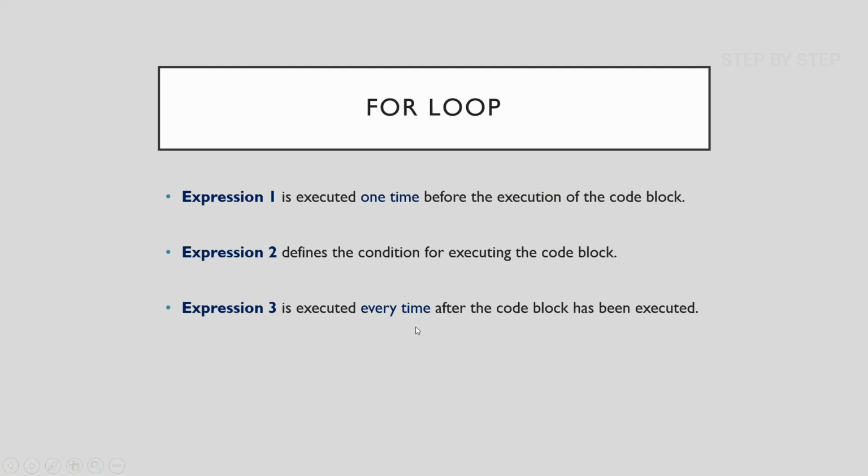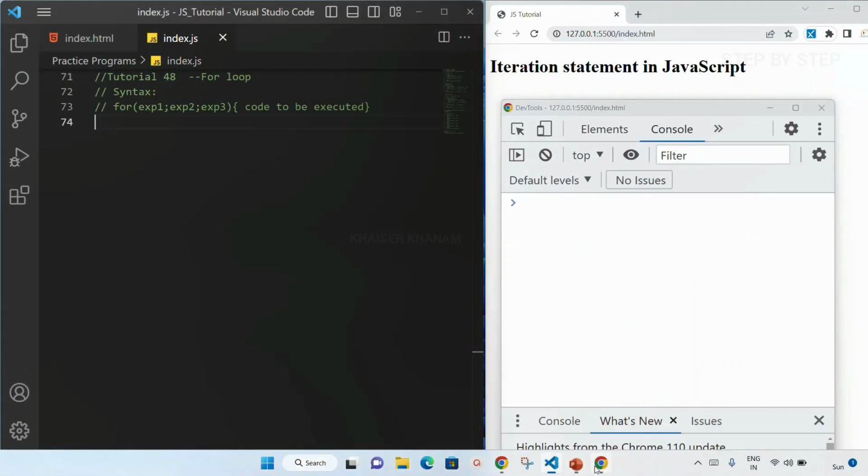This third expression is executed every time after the code block has been executed. First time, with expression 1, whatever value I am having, based on that, I will get the result. Then it will be checking for the condition. Then based on this third expression, either increment or decrement, the value will be incremented and I will be getting the result. Okay, I will show you practically. I will come here.